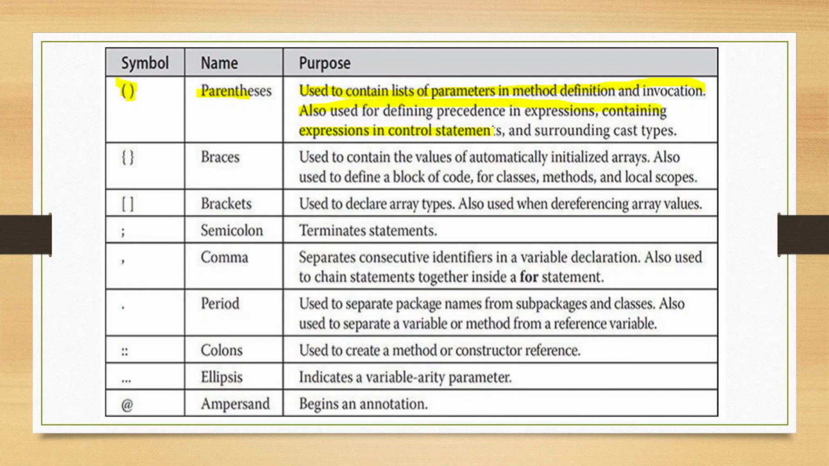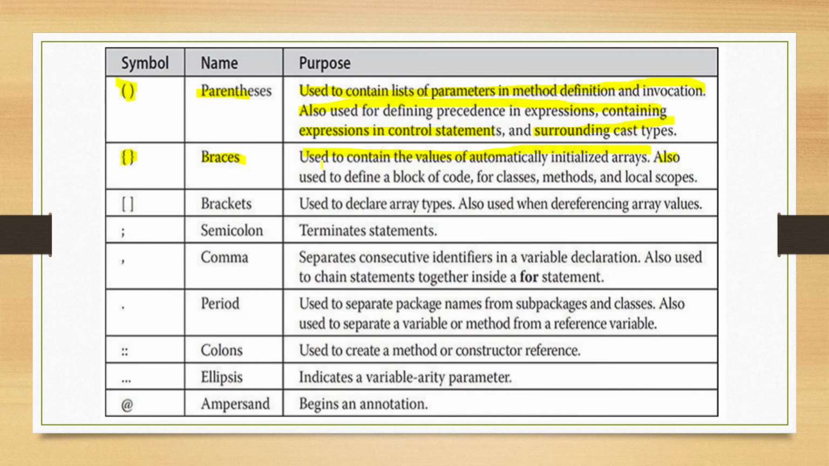Containing expressions in control statements and surrounding cast types. We would understand each of these meanings in upcoming videos. Then we have the separator braces. Braces are used to contain the values of initialized arrays. We would understand this when we take a look at arrays.